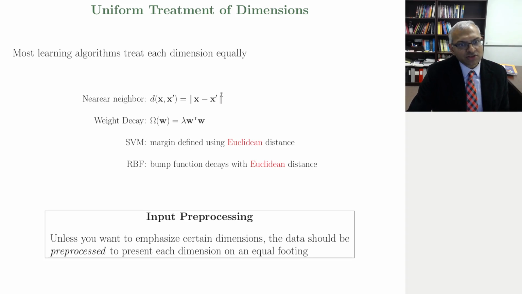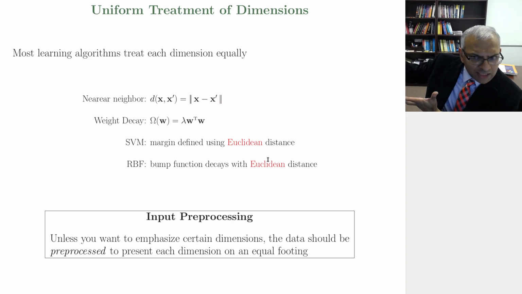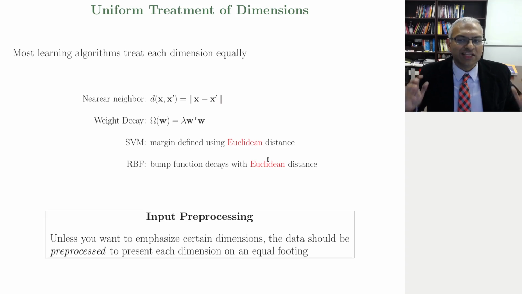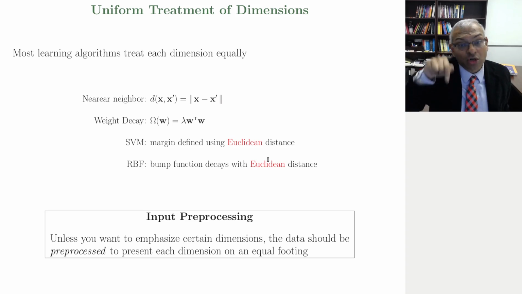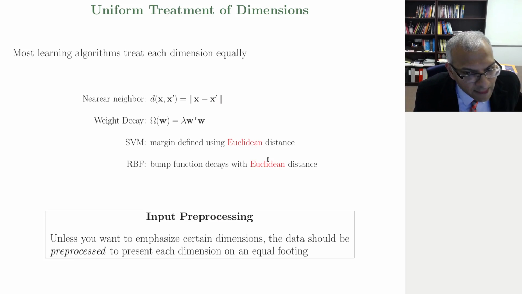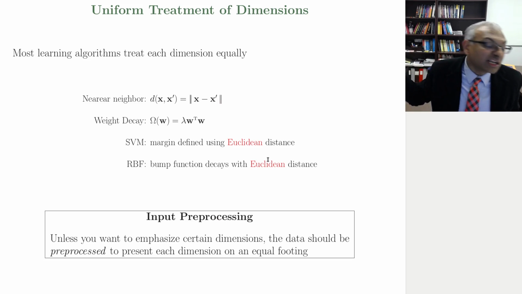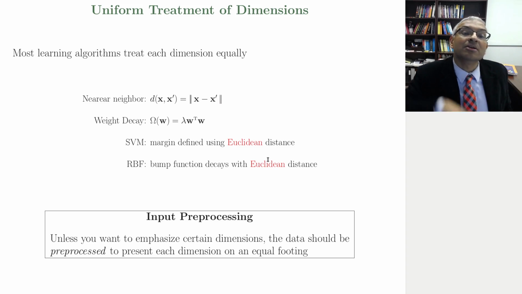So this is just to illustrate that any machine learning algorithm in its default state typically treats the input dimensions equally. So when you use such an algorithm, you have to make it so that the input data does indeed represent each dimension equally. And if it doesn't, it should be by design, not by accident, not by the arbitrary choices made by the person collecting the data. So unless you want to emphasize certain dimensions, the data should be pre-processed so that it presents each dimension on an equal footing to the algorithm, because the algorithm is expecting that. The algorithm operates on that assumption.